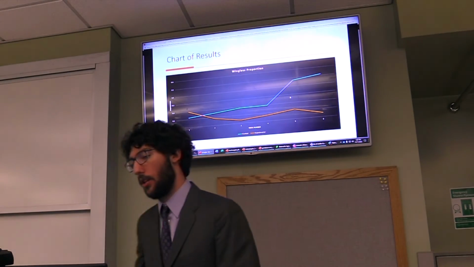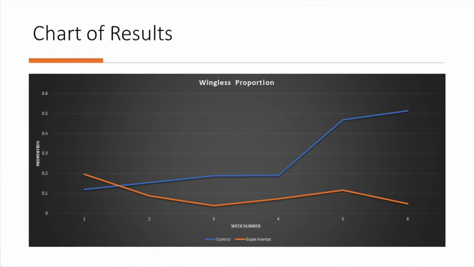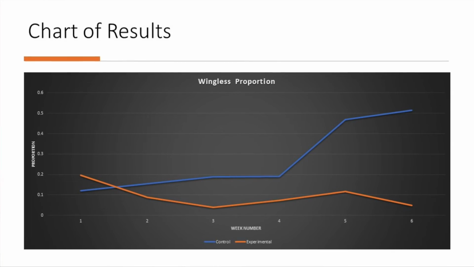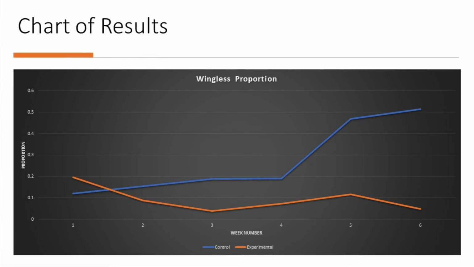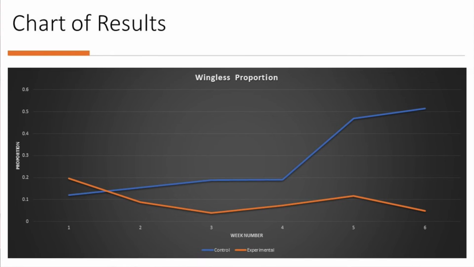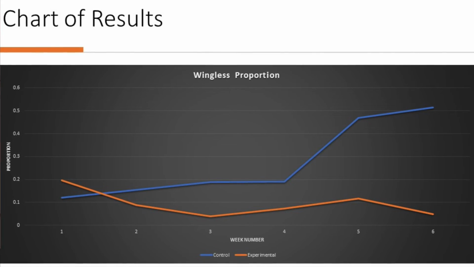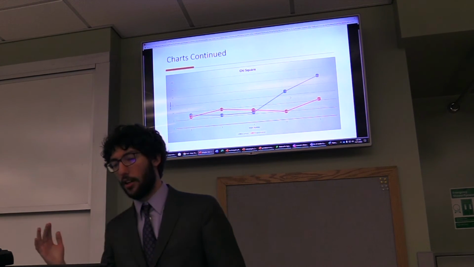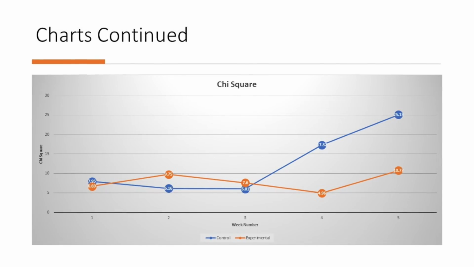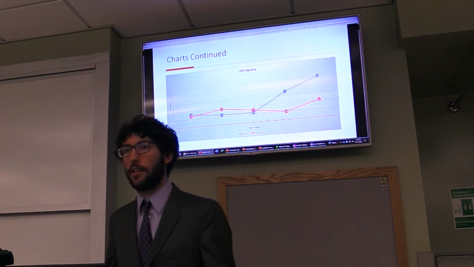And then here, this is the chart that I had. The blue is the control, the orange is the experimental, and you can see the steady drop in the experimental of the wingless. And then you can see on the blue how it just skyrockets around week 3, up to over 50% of them being wingless, even though your expected would be about 25%. And then here's my chi-square value, and the big thing here is just that every number that I got was substantial, that it meant something. This wasn't just random chance.